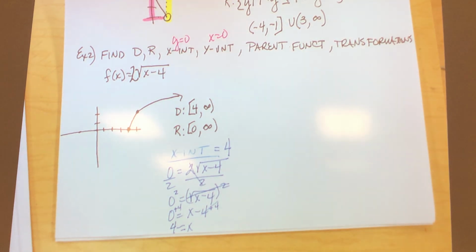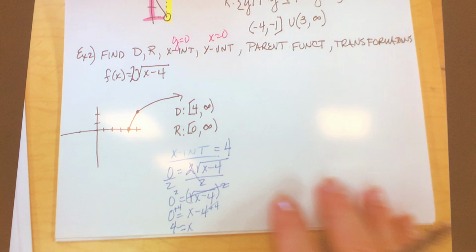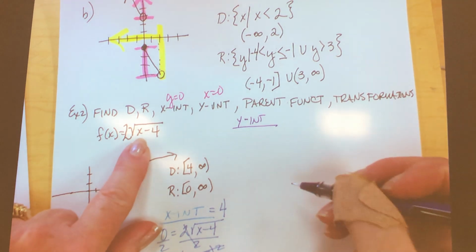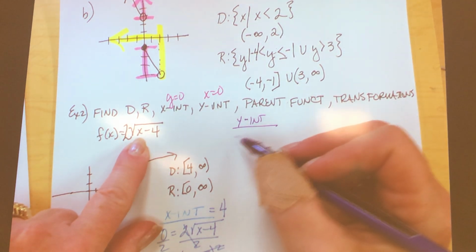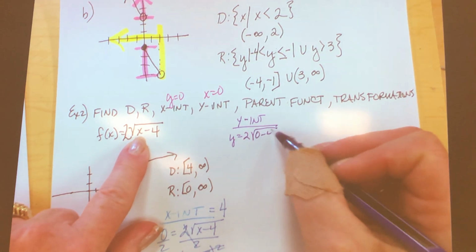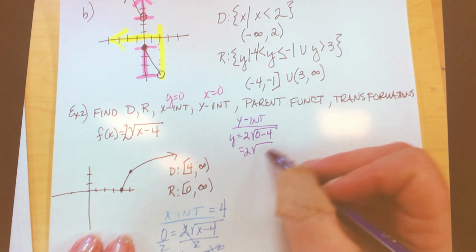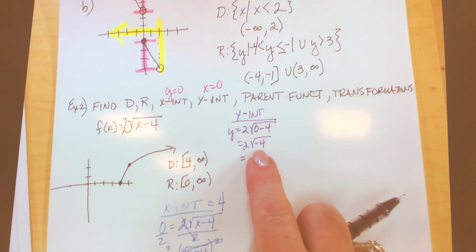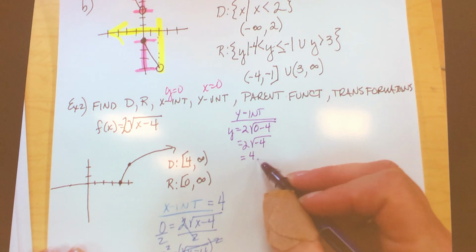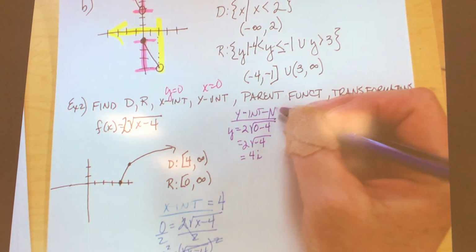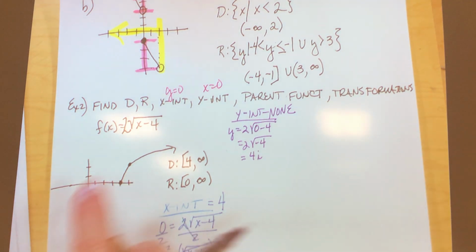Now, what if I want to find a y-intercept? Oh, that's the easiest one. A y-intercept. All I do is put a 0 in for this x. So I say y is equal to 2 times the square root of what's x? 0 minus 4. So that is 2 times the square root of negative 4. Ooh, this is getting weird. What's the square root of negative 4? 2i. So this is 4i. Are there any imaginary numbers on this coordinate plane? No. So my y-intercept, there is none.